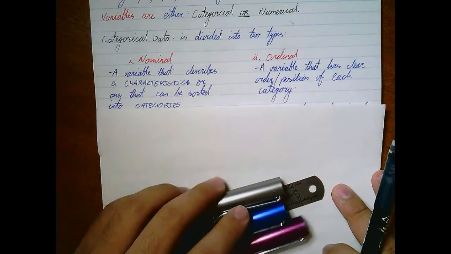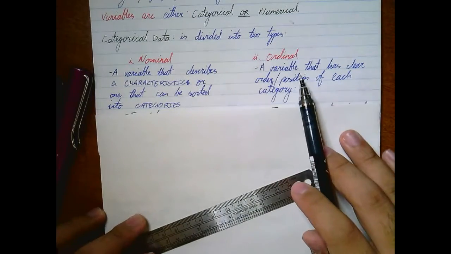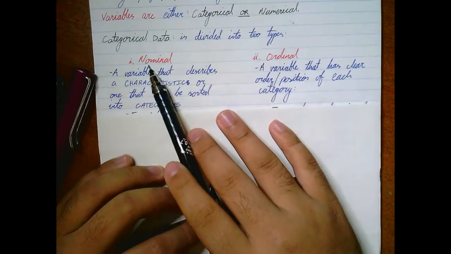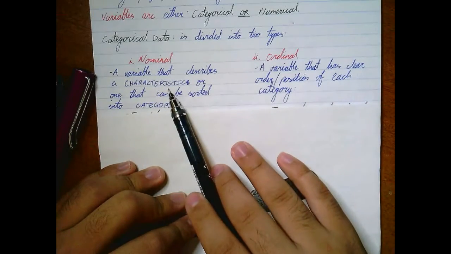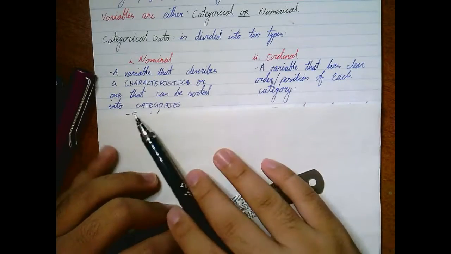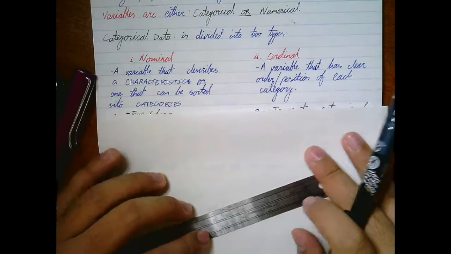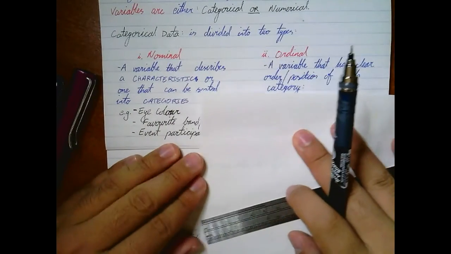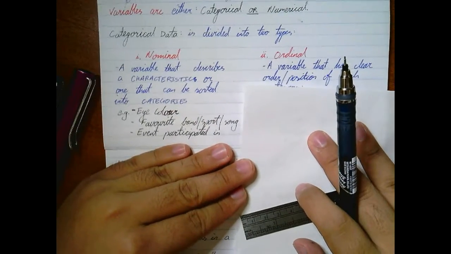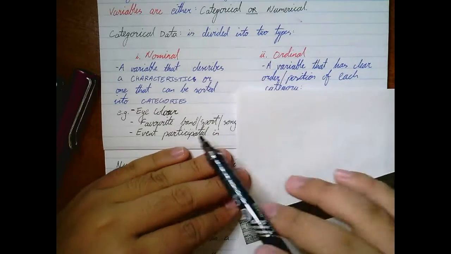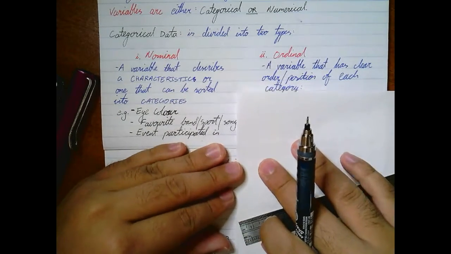We have nominal and we have ordinal. A nominal categorical variable describes a characteristic or one that can be sorted into categories, hence categorical data. A few examples of those are eye colors, your favorite sports, or your favorite song, or your favorite band, or the things that you participated in during the school break, for example.